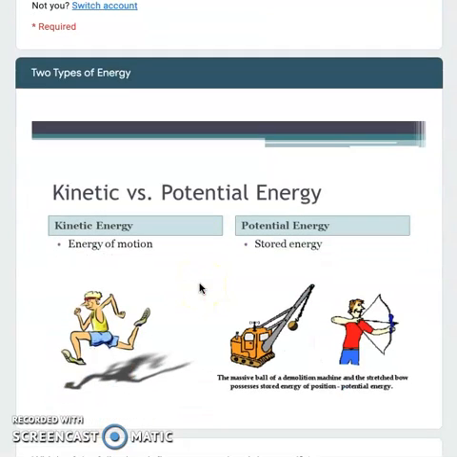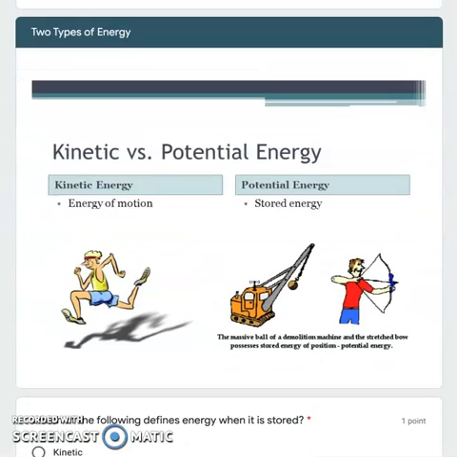All right, and now you should be in this section over here. So this section is talking about two types of energy. It's kinetic energy versus potential energy. Now the difference between these two energies is really simple, so make sure that you're paying attention. So kinetic energy is energy that something has, an object has, or you have, when it's in motion. So that means it has to be moving in order for it to have kinetic energy.